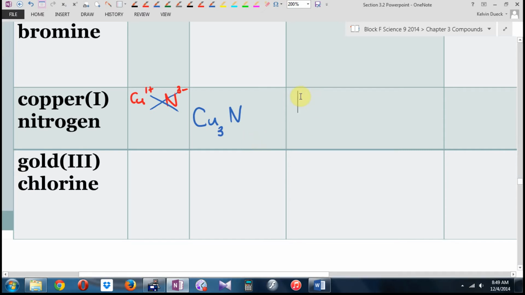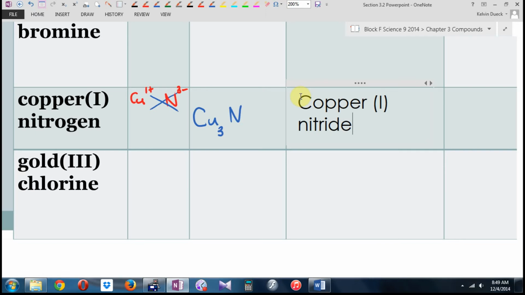What would I call this then? I would call this copper 1 nitride. How many atoms? 4. Right? Yeah, 3 coppers, 1 nitrogen.